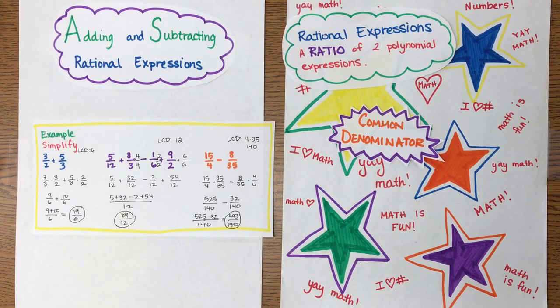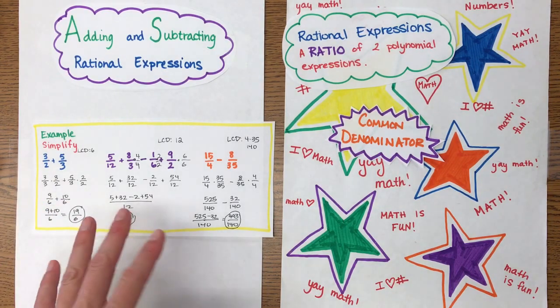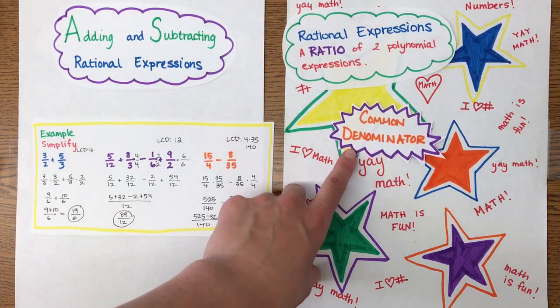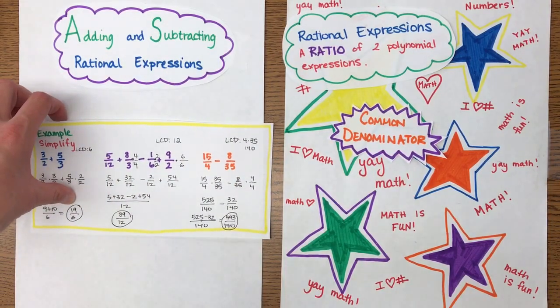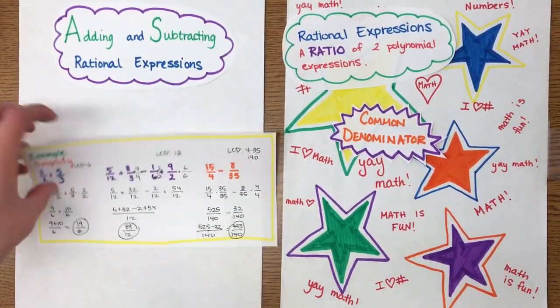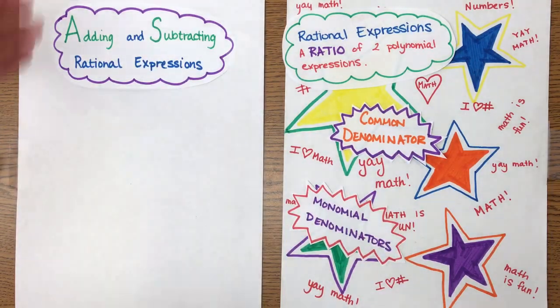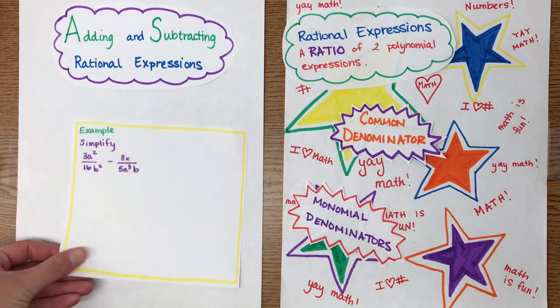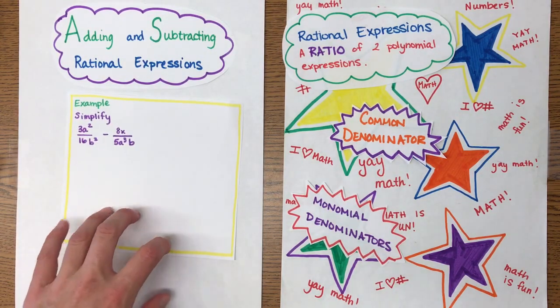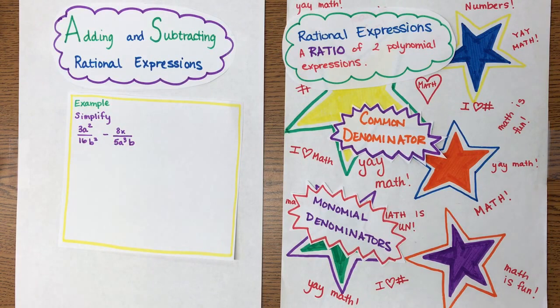Welcome back. We're continuing to look at adding and subtracting rational expressions. In our last video, we looked at basic fractions, adding and subtracting, using this idea of the common denominator. In this next video, we are going to look at examples where we have a denominator that is a monomial. So here's an example. The denominator of each of these rational expressions is a monomial.